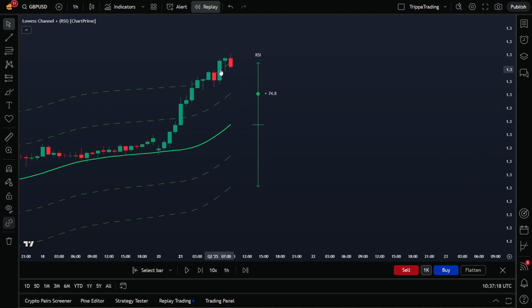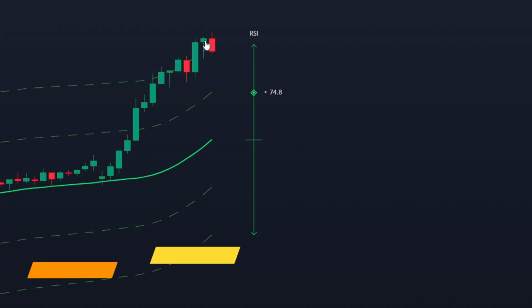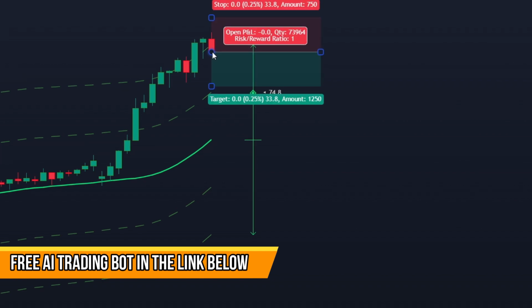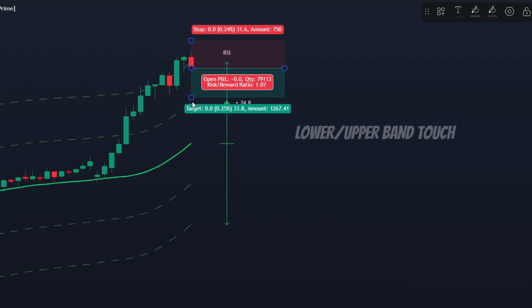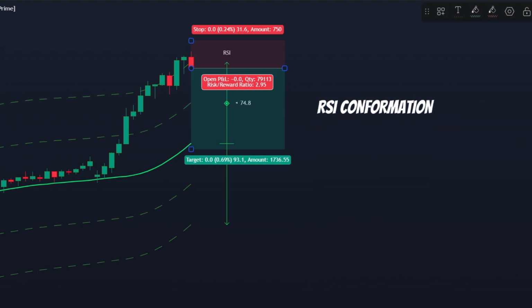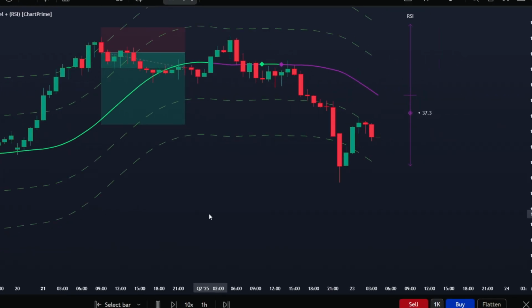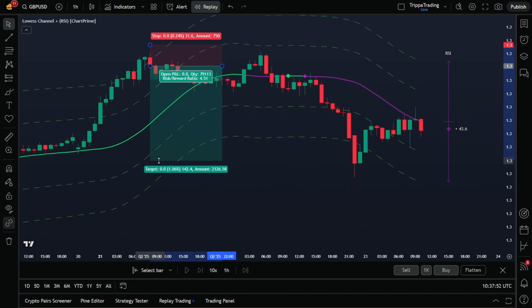Here's an example of that. The price just pushed up and touched the upper deviation band. At the same time, the RSI gauge is showing extremely overbought readings. Then here, a bearish engulfing candle shows up. That's your signal. So we can open a sell position here. So make sure you have these three things in your favor: the band touch, the RSI confirmation, and the bearish or bullish candle trigger.